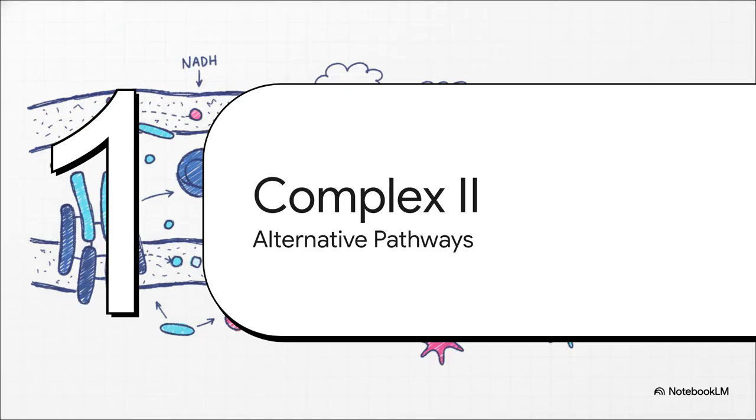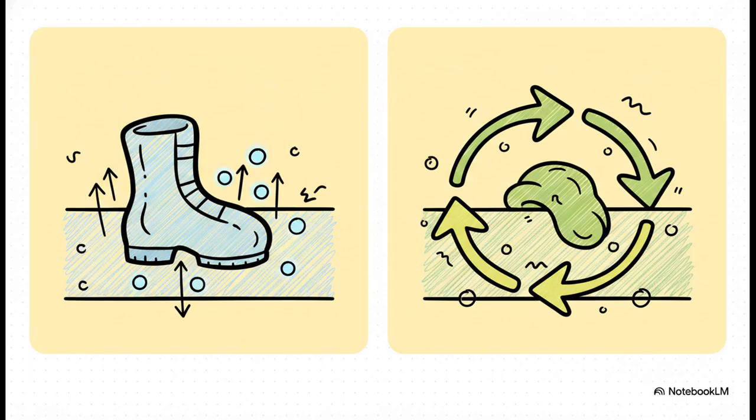Section 5, complex II and alternative pathways. You are almost guaranteed to see a compare and contrast question on this, so let's carefully map it out. Complex I uses NADH and actively pumps 4 protons across the membrane. Complex II is fundamentally different. First, it uses FADH2, not NADH. But most importantly, Complex II does absolutely 0 proton pumping. None. It contributes electrons to the chain, sure, but it does not contribute directly to the proton gradient itself.